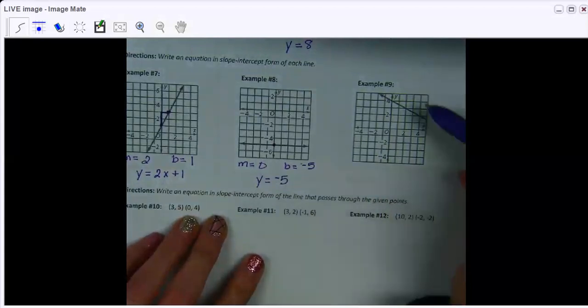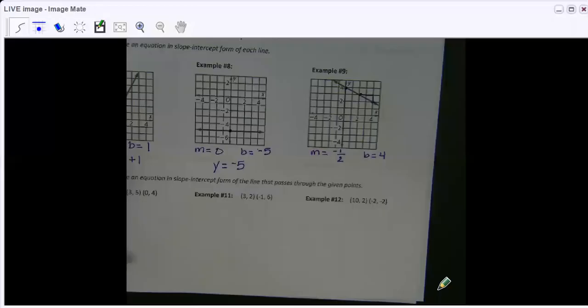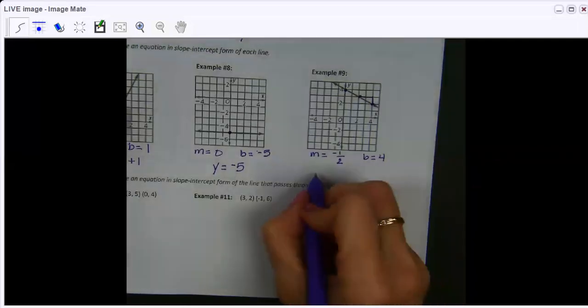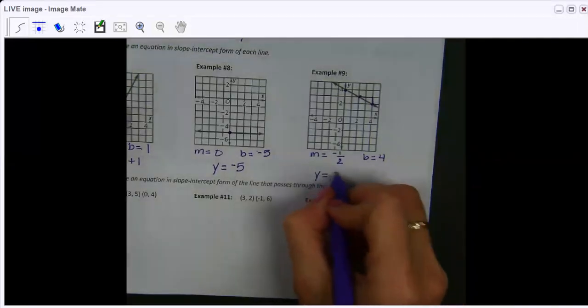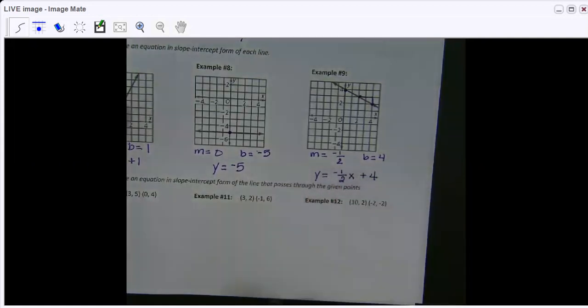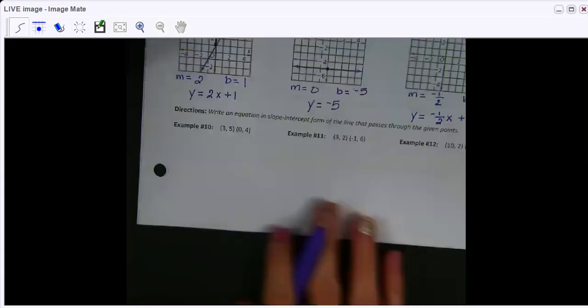Okay. I want you guys to try example 9 on your own. Okay, you should have gotten 4 for the y-intercept and -0.5 for the slope. Okay, so y equals -1/2 x plus 4. Any questions? All right, let's move on to 10 through 12.